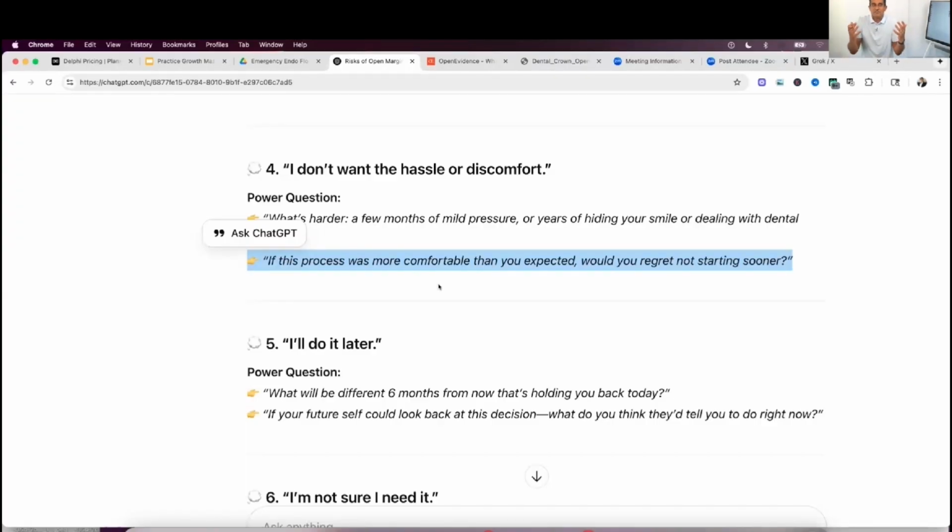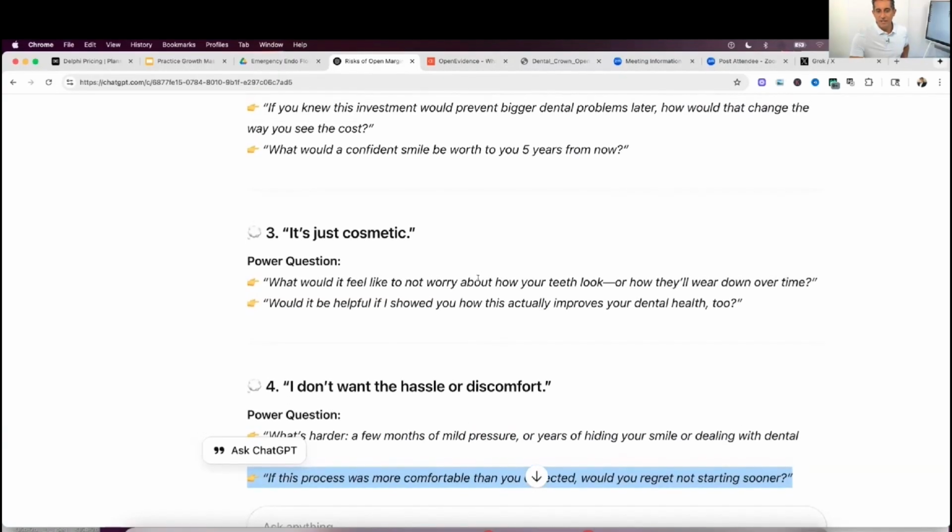Hey, you know what? A lot of patients are surprised with how comfortable this is because they're not cutting their lips. They don't have brackets. They don't have stuff that's getting caught in between their braces. And now they wear this, they take it off, and they do it on their own schedule, as long as they wear it 18 to 20 hours a day, and they're good. It's just cosmetic. I love this one. What would it feel like to not worry about how your teeth look? So you have a question to combat the limiting beliefs, right?